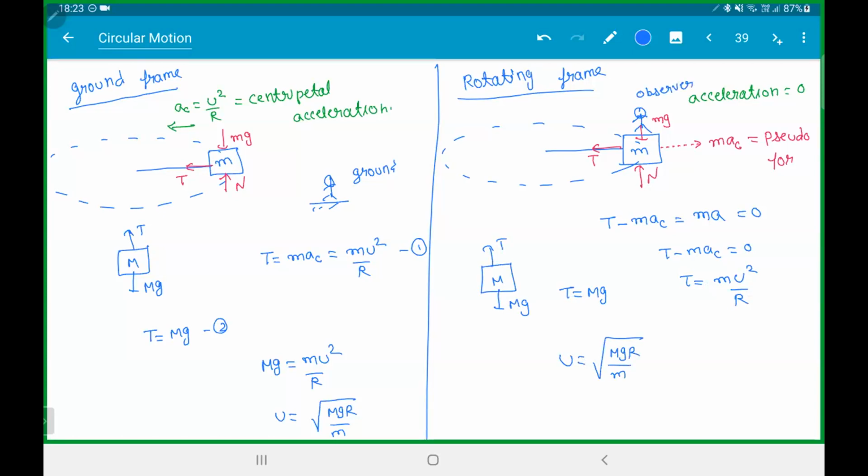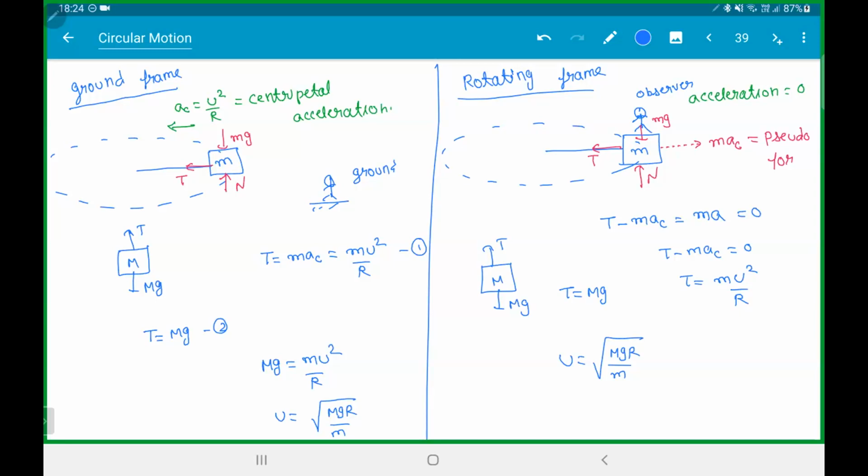Now every time, people generally get confused whether I should use centripetal or centrifugal. Ask yourself, where is the observer? Every time you solve a circular motion question, the first question you need to ask is, where is my observer? If you say, sir, ground, don't talk about centrifugal force. If you say, no, sir, I'm on the block, then don't talk about centripetal acceleration. It is at rest. You can choose any one. I hope everyone is getting this.